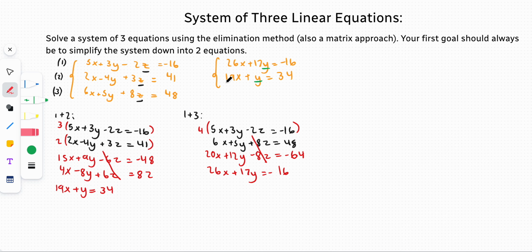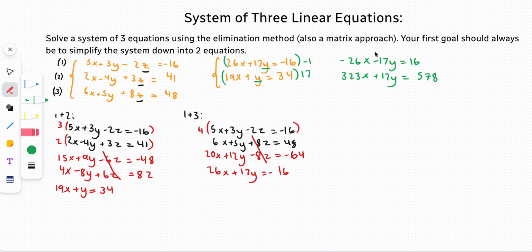So we could just multiply this bottom equation by negative 17, but just to break it up, we can multiply this by negative 1 and then the bottom by just a positive 17, right? So now if we can write it over here, this is going to become negative 26x minus 17y, which is going to equal positive 16, and 19 times 17 is going to equal 323x plus 17y, and then 34 times 17 is going to equal 578.